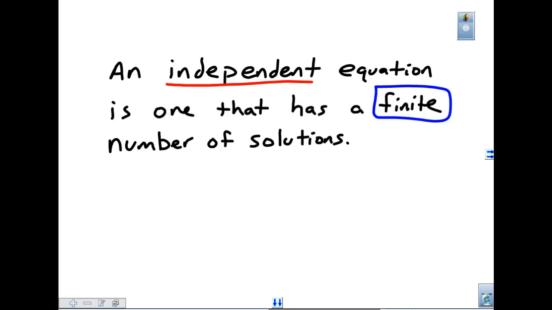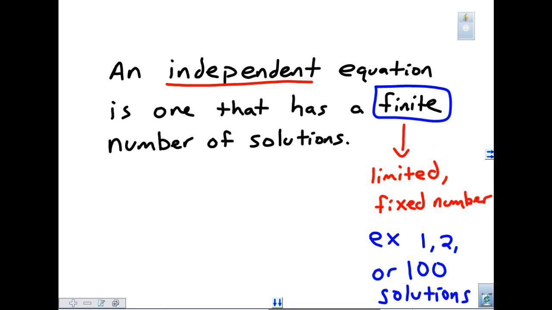Not all equations are created equally. There are actually three different categories of equations that you might encounter. The first type I'd like to talk about is the one that you've already seen examples of, which is called an independent equation. An independent equation is one that has a finite number of solutions.